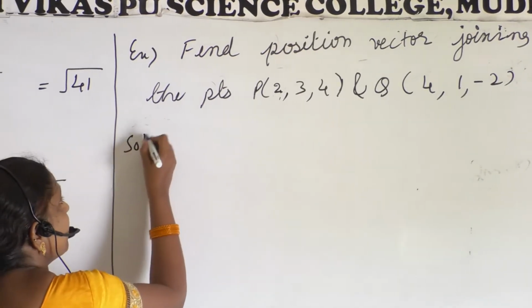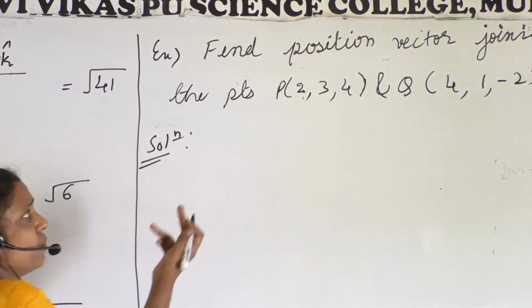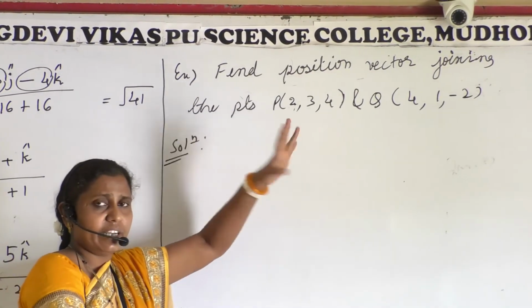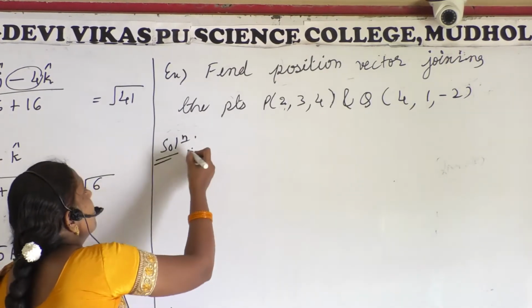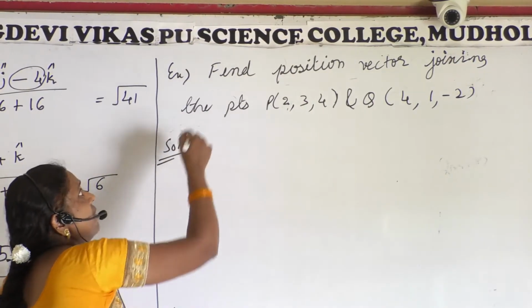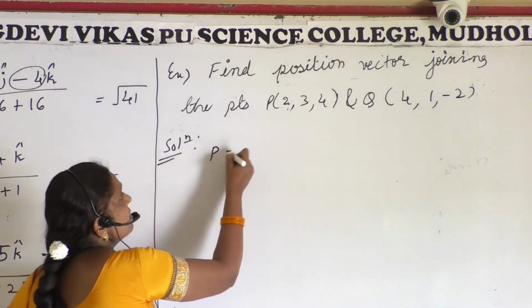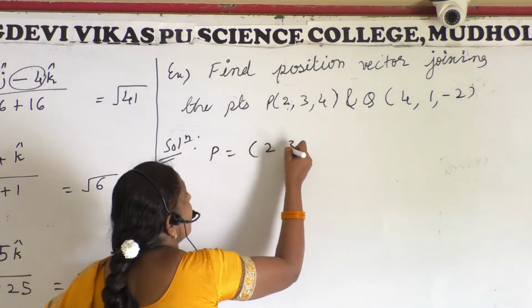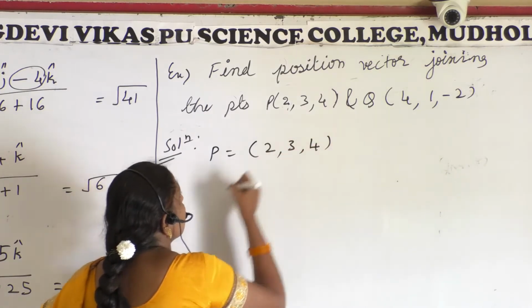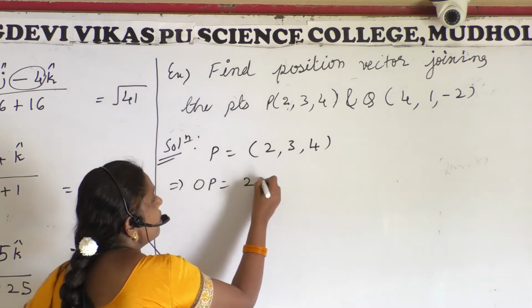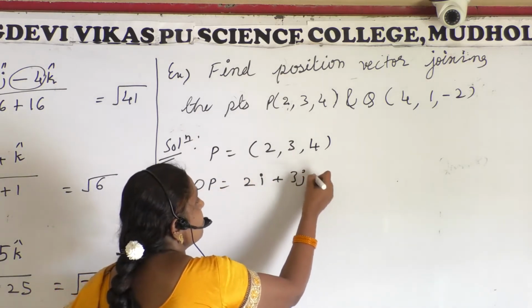See, this is a very objective kind of question. Here you can take the difference of the points from this data itself and get one result, which is the position vector PQ. The point P has components 2, 3, 4. This implies OP is equal to 2i plus 3j plus 4k.